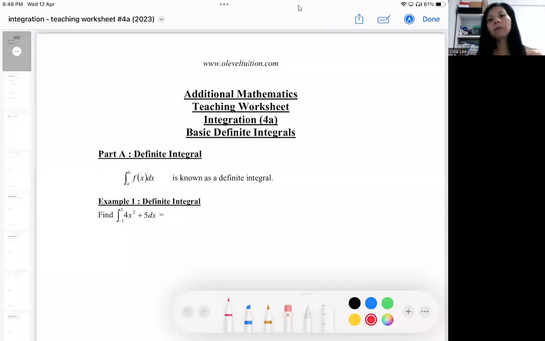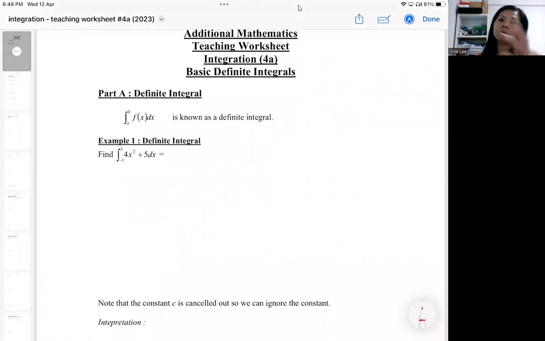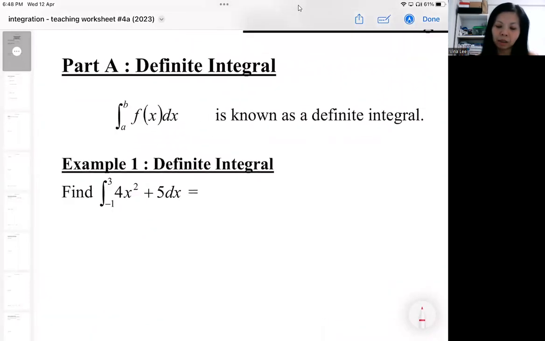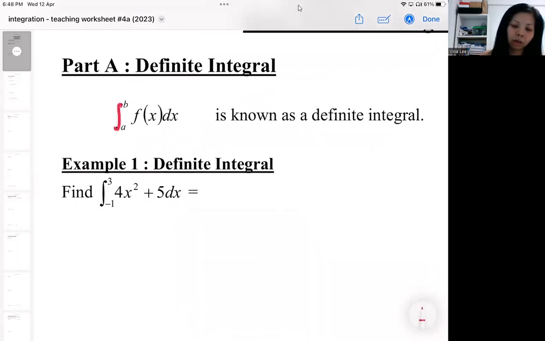In this section of integration, we're going to learn something called definite integral. It's a little bit different from the previous step, integration. You will see two tiny numbers at the tail of the integration. So these are the two numbers. When you have an integration with two numbers, we call it a definite integral.